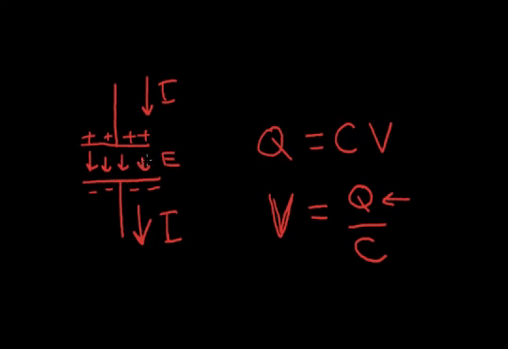And if the field becomes too strong, it can cause this material between the plates to break down. So all capacitors will have a breakdown voltage. If this distance between the plates is small, it will break down more easily. If this distance is large, the breakdown voltage will be higher.